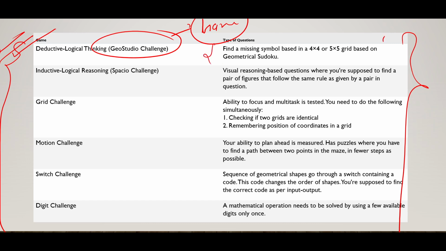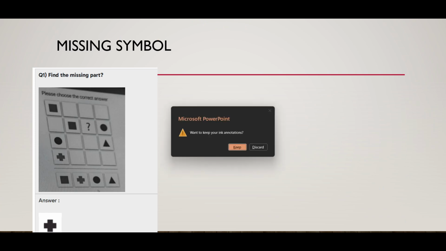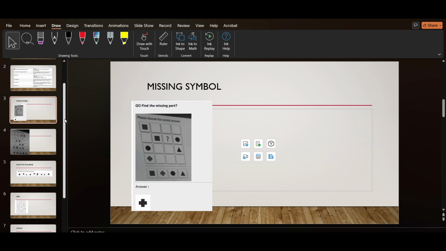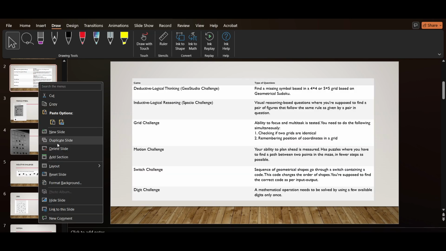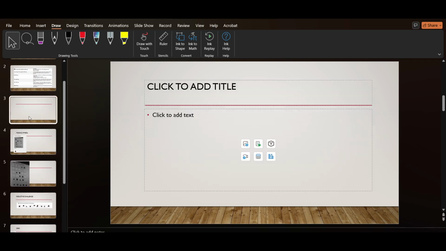In this game, we need to find a missing symbol based on a 4 cross 4 or 5 cross 5 grid, based on geometrical Sudoku. So this is the first type of game which Cognizant asks. Let's understand this game, then we will solve some questions. What kind of questions do we get in this kind of game? Let's discuss it.